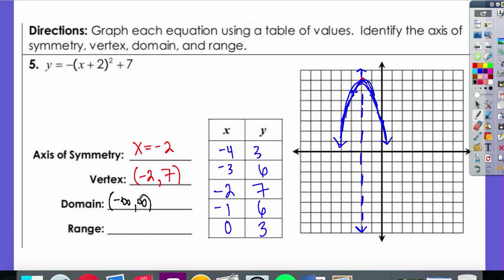Because it's going infinity both ways, another way you might see it written is all real numbers. It's like a double L, double line, and then an R over it. That just means all real numbers. It means infinity both ways, basically.